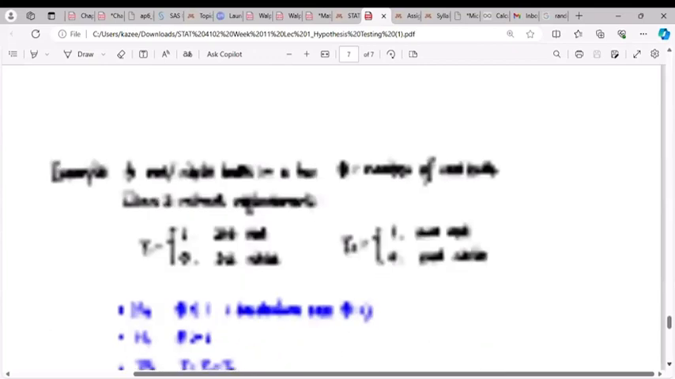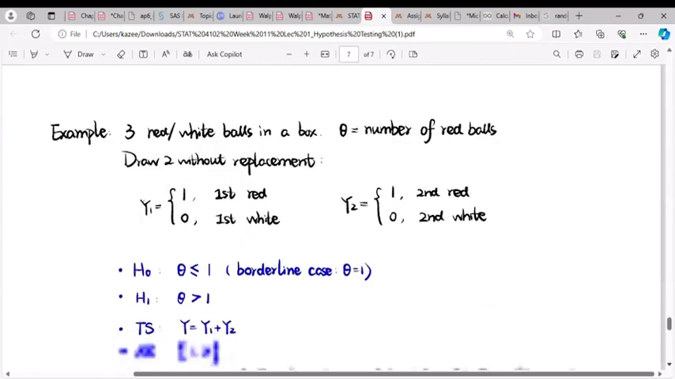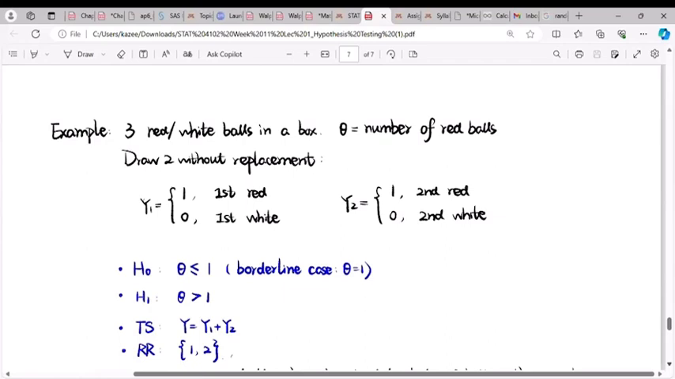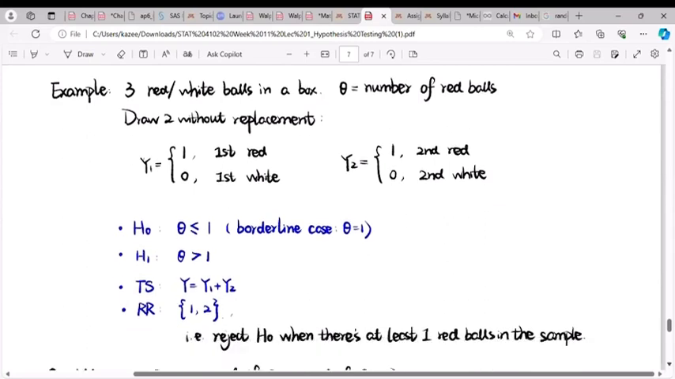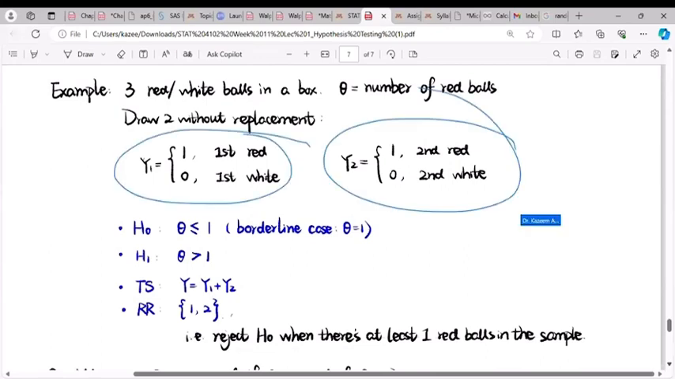Okay, now lastly, before I go, you have another example here. Three red and white balls in a bus, and theta equals the number of red balls. You want to draw two balls without replacement. Without replacement, you're actually going to have these two possibilities: either you choose red first followed by white, or you choose red second.